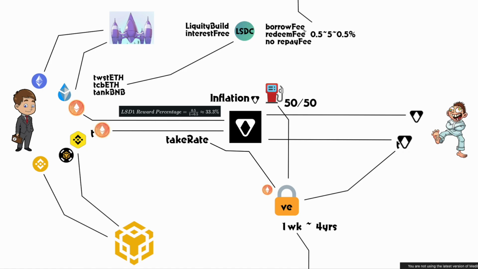There's a borrow fee and there's a redemption fee, and they scale based on redemptions. So if lots of people are redeeming LSDC, the redemption fee goes up to a maximum of 5% and then decays back down to a minimum of 0.5%. So there's a borrow fee and there's a max fee, and there's no repay fee.